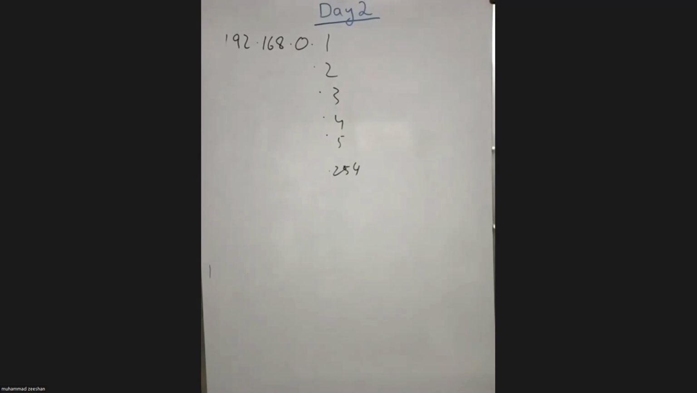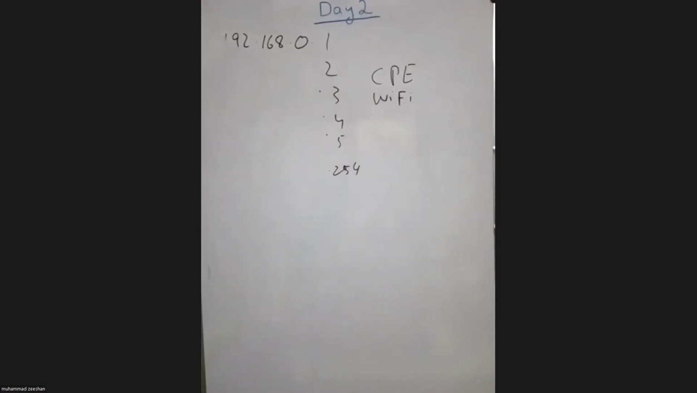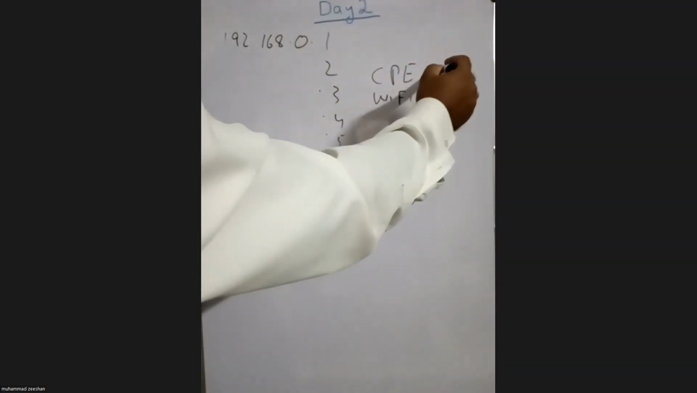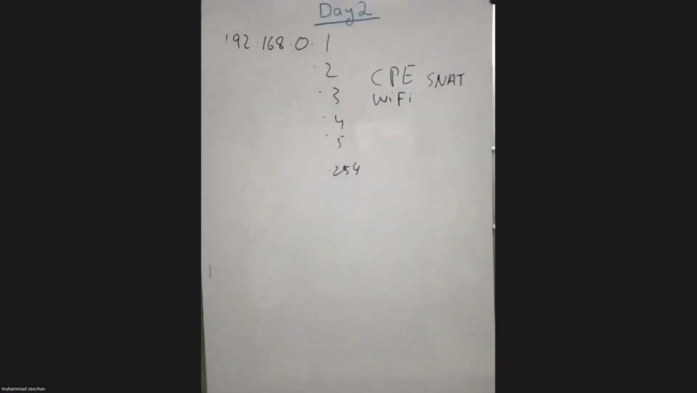These IPs are all assigned through a DHCP server to our client devices, our mobiles, laptops, tablets, and everything. They all want to go to the internet, and you have one device, that's your CPE or your Wi-Fi device, that takes these IP addresses and does the SNAT, source NAT. It will replace your private IP with the public IP assigned to it by your service provider. So many IPs are coming, and they are going out with a single public IP address. So that's SNAT.